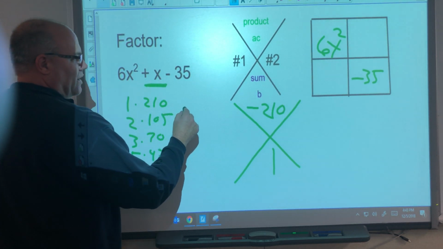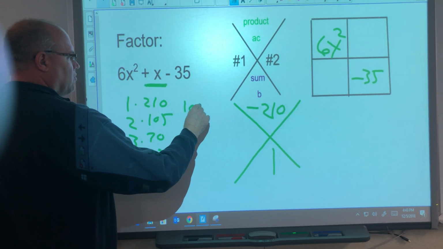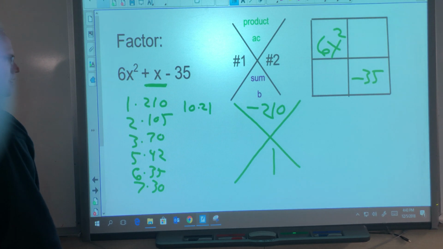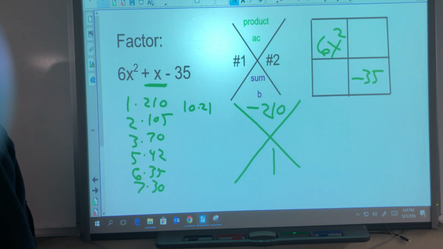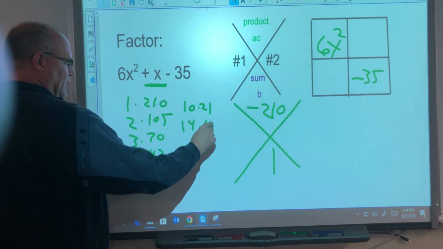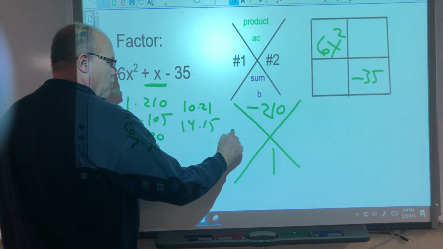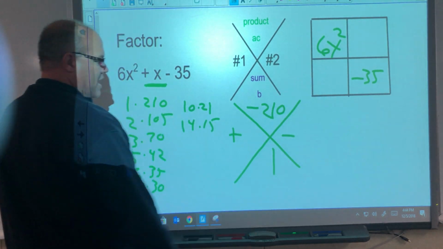Does 8 go in there? No. 9? I don't think so. 10 and 21? No. How about 14 and 15? Right? 14 times 15 is 210. All right. That one's going to work because I know one's a positive and one's a negative.